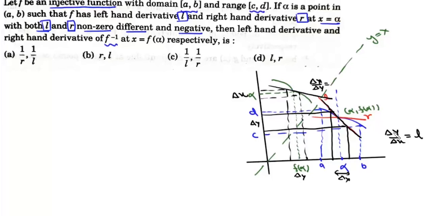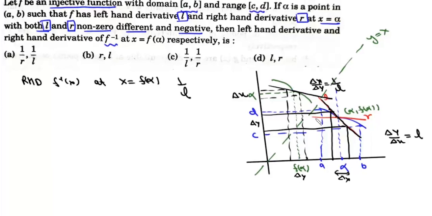And this delta x upon delta y is nothing but 1 by L. Here if we look at this graph, then for this function f(x), it was the left-hand derivative. But for this inverse function, it is on the right side of f(alpha). So that means the right-hand derivative of f inverse(x) at x equals f(alpha) will be 1 by L.